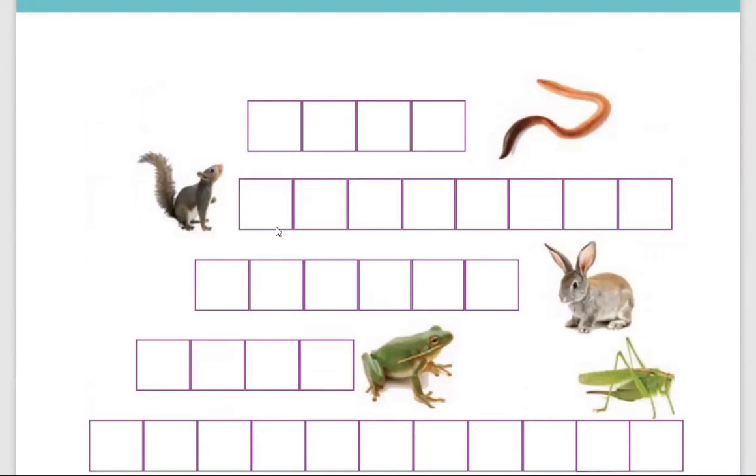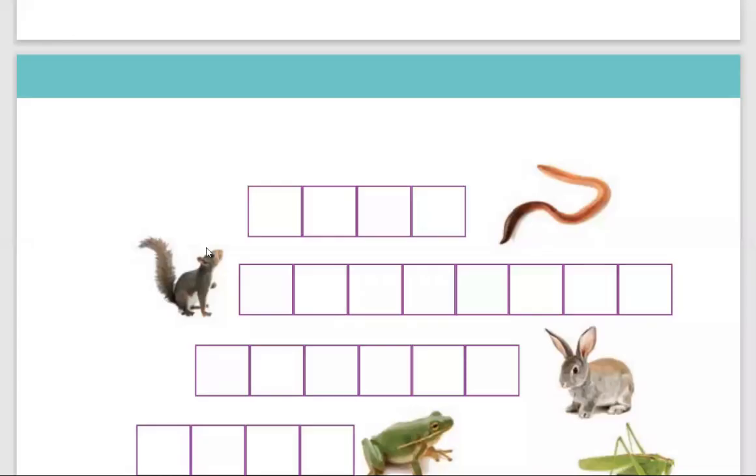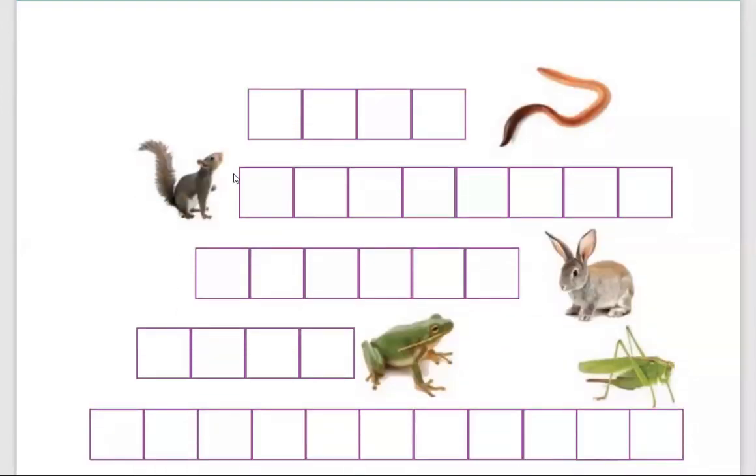First one, who is in the first picture? Yes, it's a worm. That's right. How do you write worm? W-O-R-M. That's right. When I spell the word, you fill the word. How do you write the spelling? W-O-R-M. Right. You fill the blank and send me back the page. Then next one. Who is this?